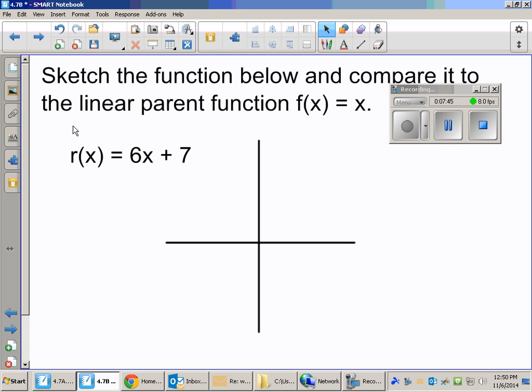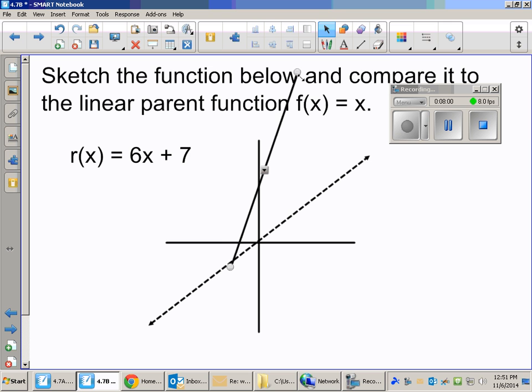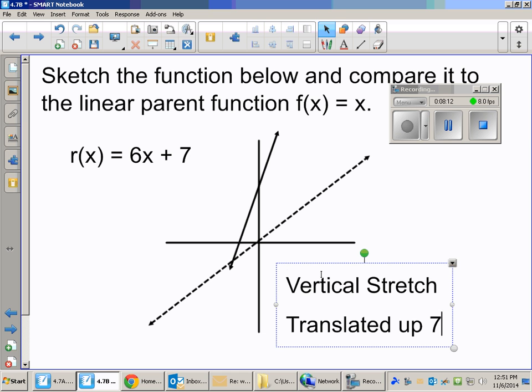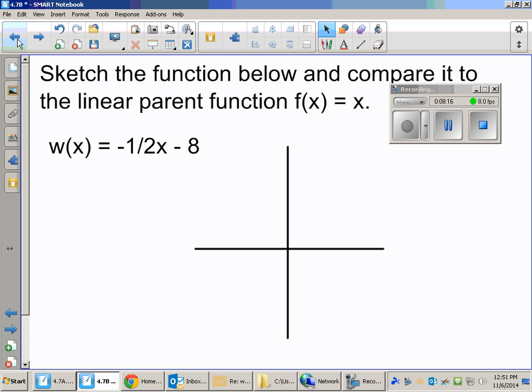All right, this one's got a couple things going on. I'm going to put my parent graph in there first. Our slope is steeper because of the 6, and it's translated up 7 because of the y-intercept of 7. So it's going to look like that, and I'm going to need to write both things out. That's a vertical stretch and translated up 7. All right, last one, I think. Yep, last one. Pause the video. You try this one.